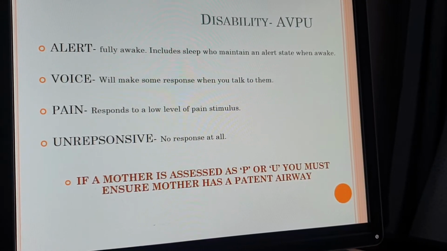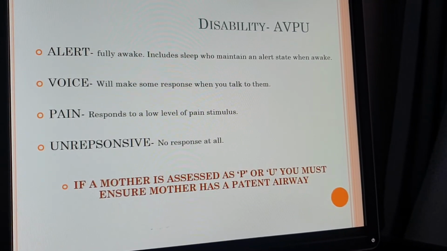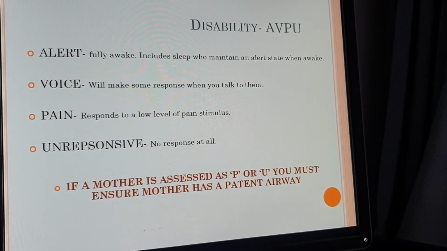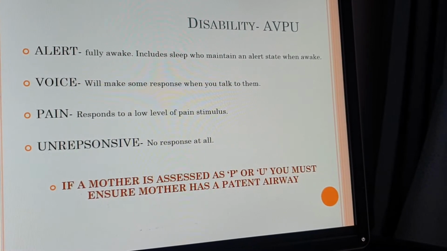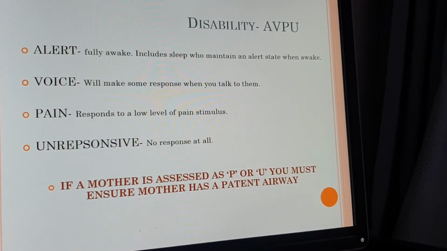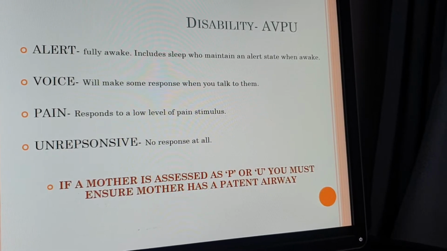If you make a neurological assessment and the mother is deemed as P or U, i.e. pain or unresponsive, you must ensure that the mother has a patent airway and seek further advice and escalate as appropriate.